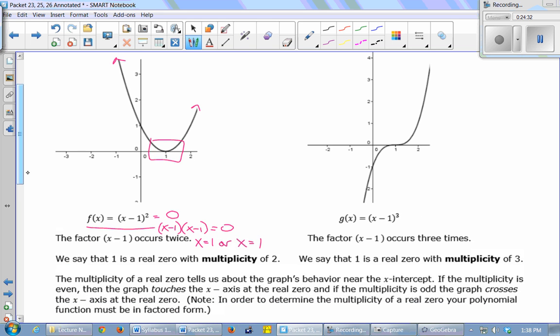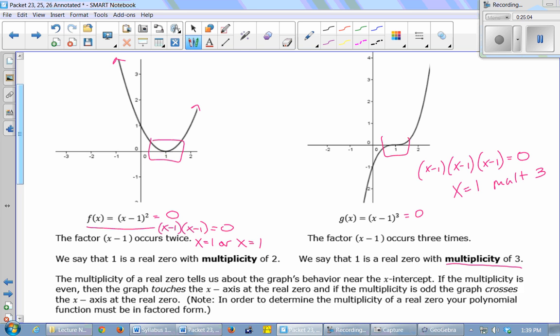So in this case, on the right, I graphed (x − 1)³, right? And if I were to set that equal to 0 and solve, I would get (x − 1)(x − 1)(x − 1) = 0. Set each factor equal to 0 and solve, and you'd get x = 1 or x = 1 or x = 1. So in that case, we would say that 1 is a real zero of multiplicity 3, because it happens 3 times.